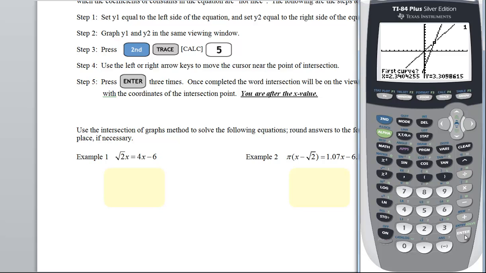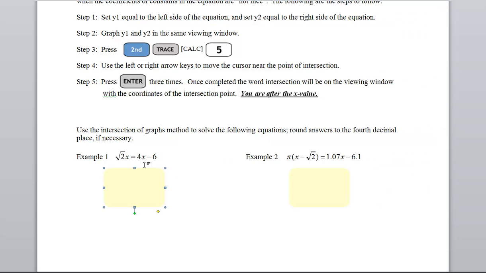So let me hit enter again, and I don't guess. If I move it to the intersection to begin with, I don't need to guess. So there's the word intersection. If I'm rounding to the 4th decimal place, I should have 2.3204.